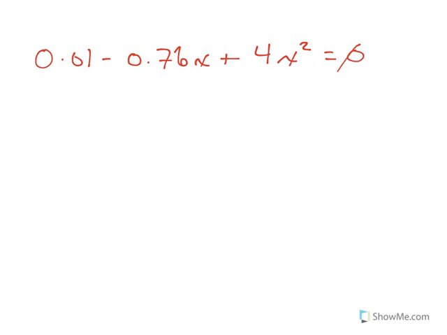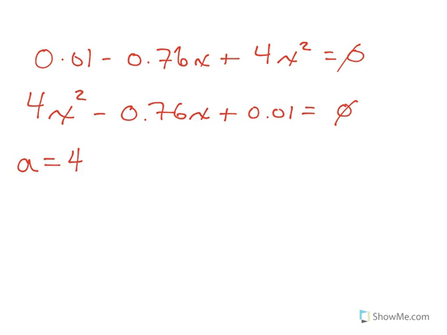To get it in that ax squared plus bx plus c format, I'm going to do a little bit of rearranging: 4x squared minus 0.76x plus 0.01 equals 0. So now my a is equal to 4, b is negative 0.76, and c is 0.01. I'm going to head over to the quadratic calculator real quick, and I'll report my value of x, or two of them, because I get two roots.